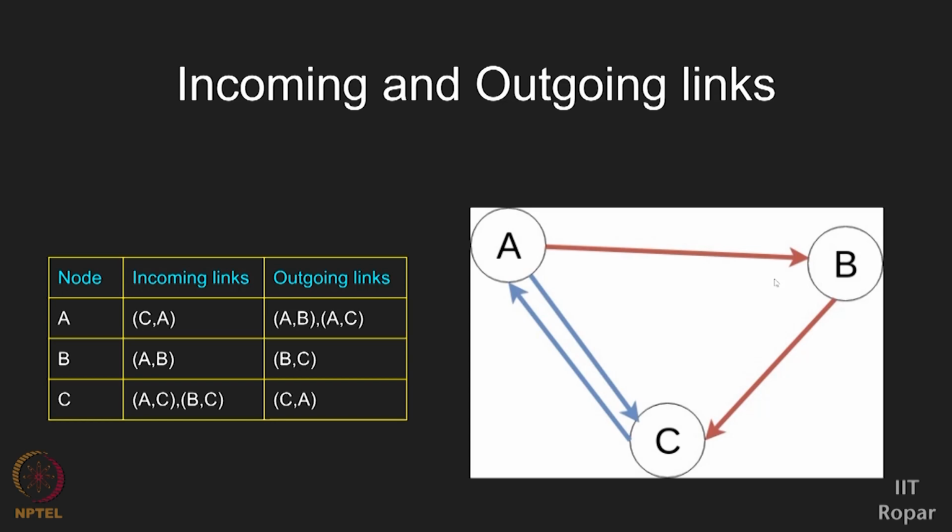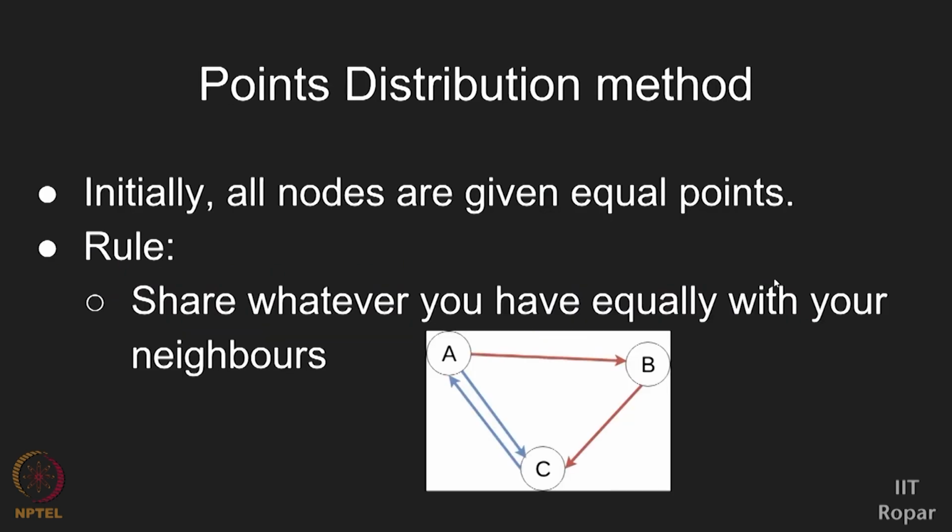So we'll get started with the points distribution method. Initially, all the nodes are given equal points. You can also consider points as gift items or gold coins, anything. Some item is given equally to all the 3 people, and they have been asked to play a sort of a game.